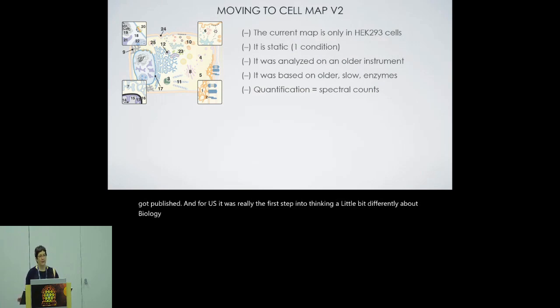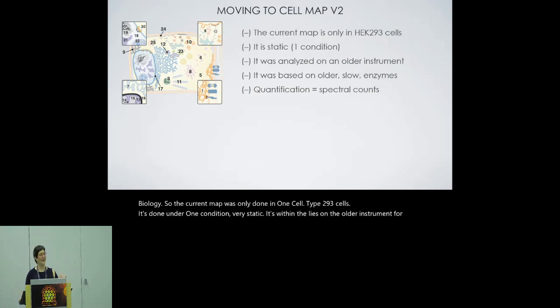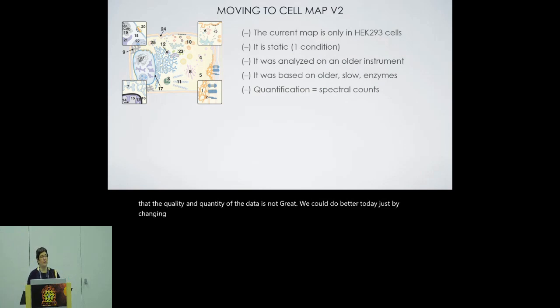So the current map was only done in one cell type, the 293 cells. It's done under one condition, very static. It was analyzed on an older instrument. For people that know, this was on an Orbitrap Elite, which is like 3 generations ago, which means that the quality and quantity of the data is not great. We could do better today just by changing that. It was based on older, slower enzymes that took us at least 3 to 12 hours to get strong enough labeling for these good baits. And the quantification was not optimal because it was based on just spectral counting approaches.